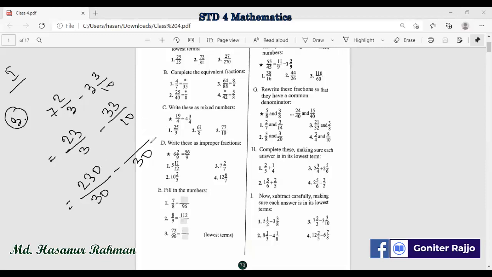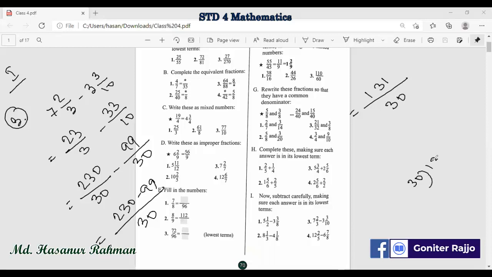10 times 3, that is 30. 33 times 3, that is 99. So if we subtract 230 minus 99, we get 131 by 30. Now we have to convert this improper fraction into a mixed number. So how can we convert? 30 times 4, that is 120. So remainder will be 11. So 4 whole 11 by 30 will be the answer of number 3.